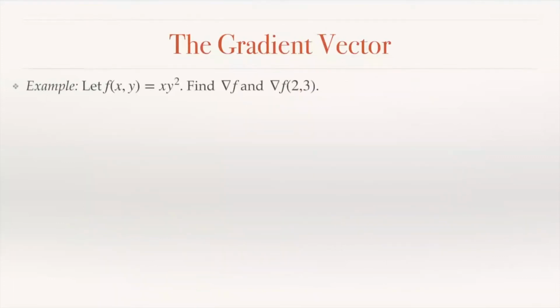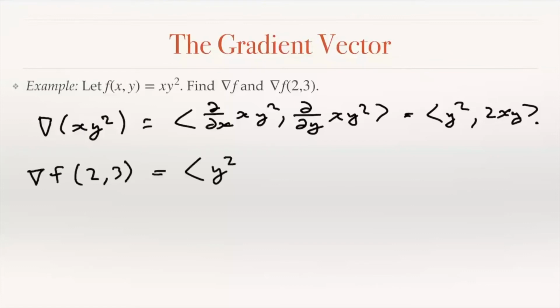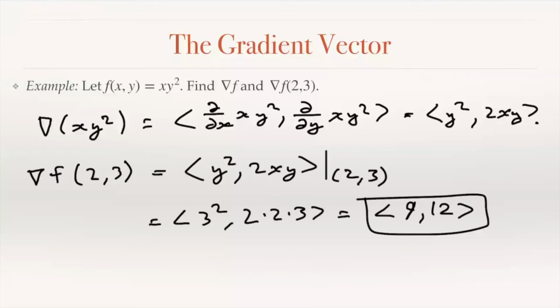So let's do an example. So let's find the gradient of xy squared at the point 2, 3. Okay, so first, the gradient of xy squared consists of the 2 partial derivatives. It's del del x of xy squared, comma del del y of xy squared, and that is y squared, comma 2xy. And then the gradient of this function evaluated at 2, 3, that means y squared, comma 2xy, evaluated at the point 2, 3. So we plug in, and the gradient there is 9, 12.